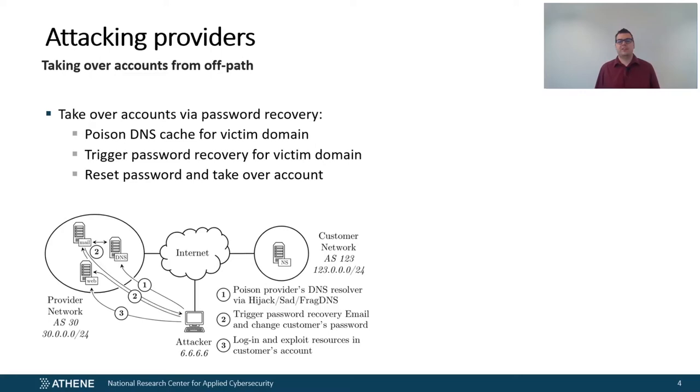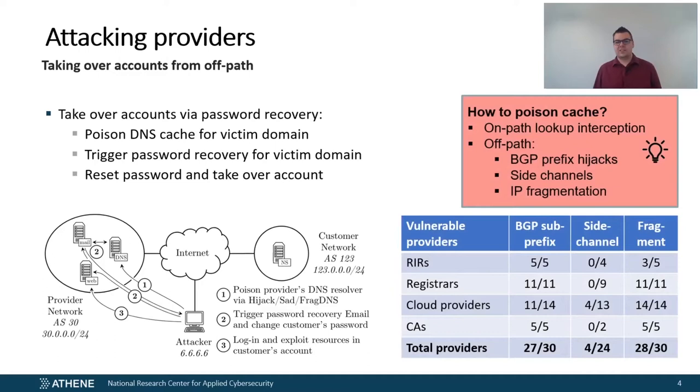So the question is essentially how to poison the resource provider's resolver's cache. To do this, there are several methodologies, but we evaluated three, which are BGP prefix hijacks, side channel attacks, also called SAD-DNS, and also IP fragmentation attacks. And we found that for the BGP subprefix and fragmentation attacks, most of the providers we tested are vulnerable to such an attack, while for the side channel attack, only some of the providers are vulnerable.